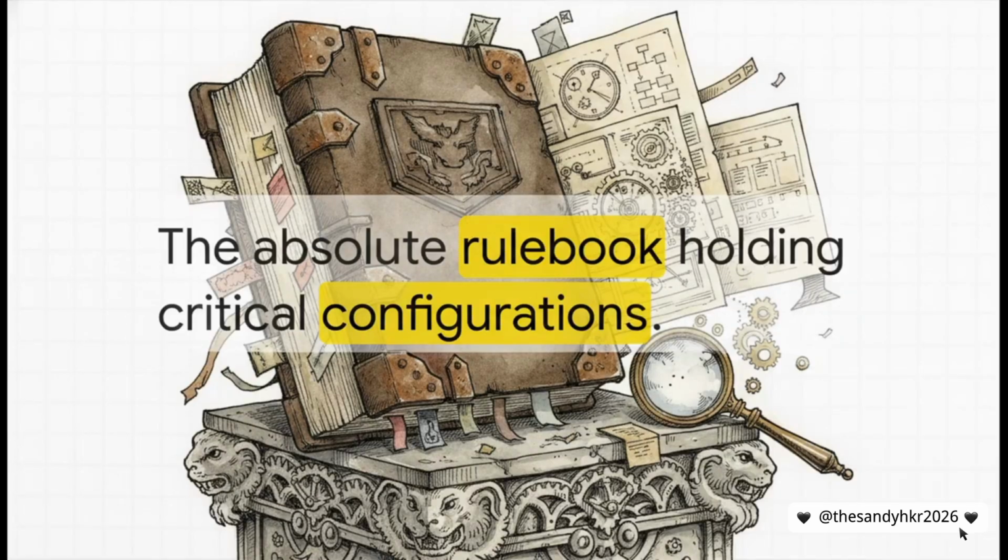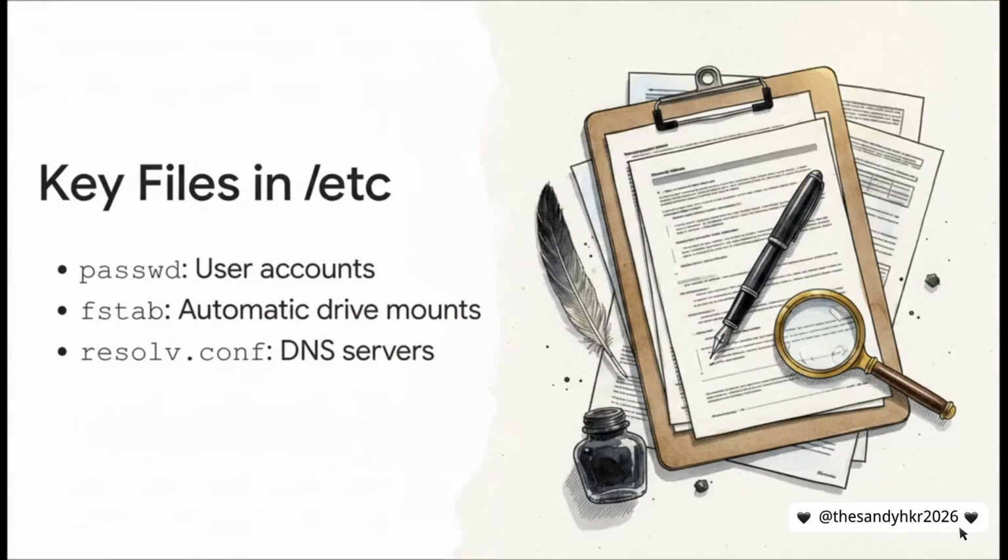Next up in this foundational district is the /etc directory. Now, unlike those bin folders we just looked at, you actually won't find any executable programs in here. Instead, think of this folder as the system's absolute rulebook. It holds all the critical configuration files that dictate exactly how the entire system and all the services running on it behave. To really grasp the power held in this folder, just look at a few of these key files.